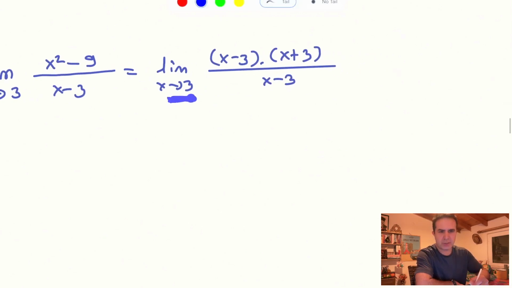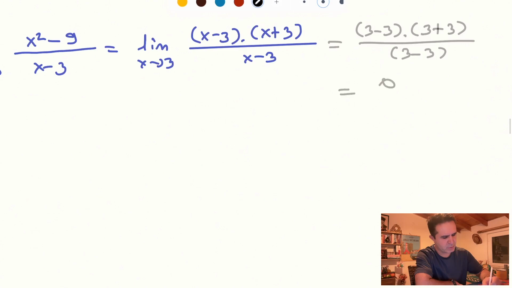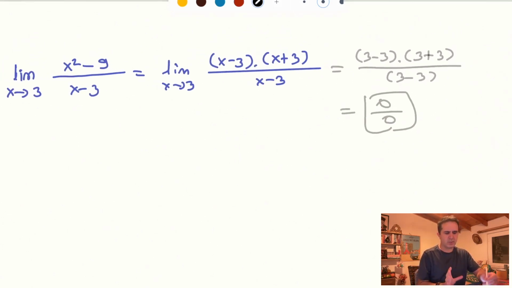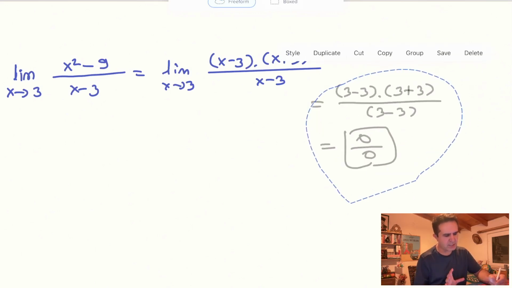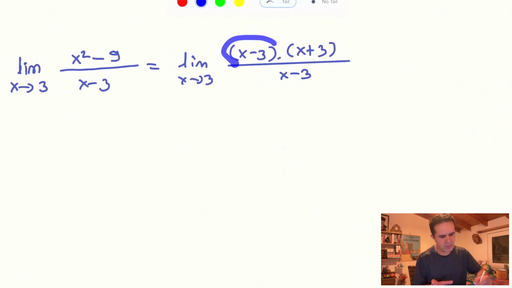As x approaches 3, if we write 3 here, we will get 3 minus 3 times 3 plus 3, divided by 3 minus 3, and this will be equal to 0 divided by 0. 0 divided by 0 is undefined. So this means that we cannot use direct substitution for this problem. Why? Because we have a factor x minus 3 in the numerator, and in the denominator we also have x minus 3.